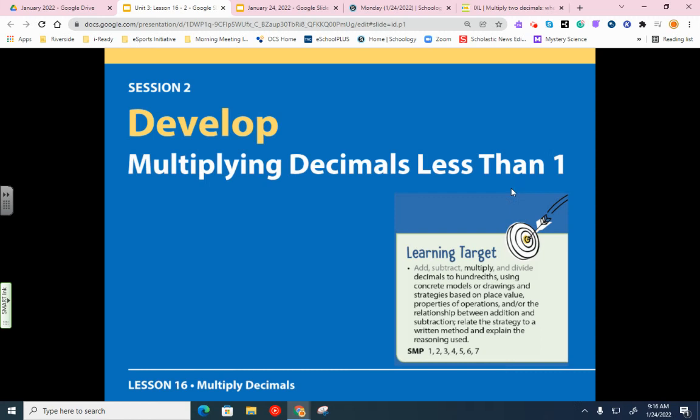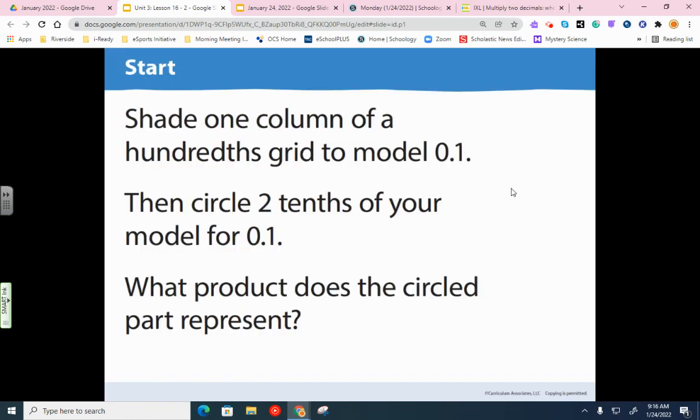All right, so we're moving on to continuing with multiplying by two decimals, and we'll be multiplying with decimals less than 1. So let's jump right in with our warm-up. It wants us to shade one column of a hundredths grid to model 1/10 and then circle 2/10 of your model for 1/10. What product of the circle is represented? Let me show you what we're talking about with this one.